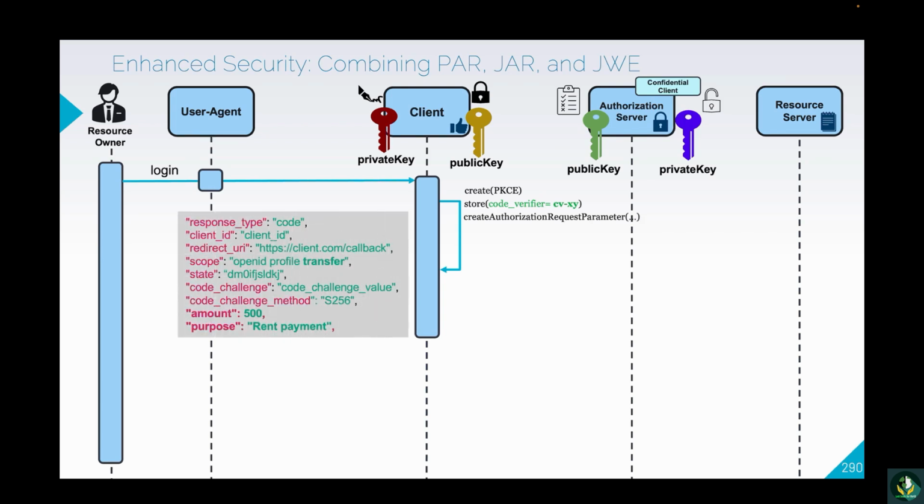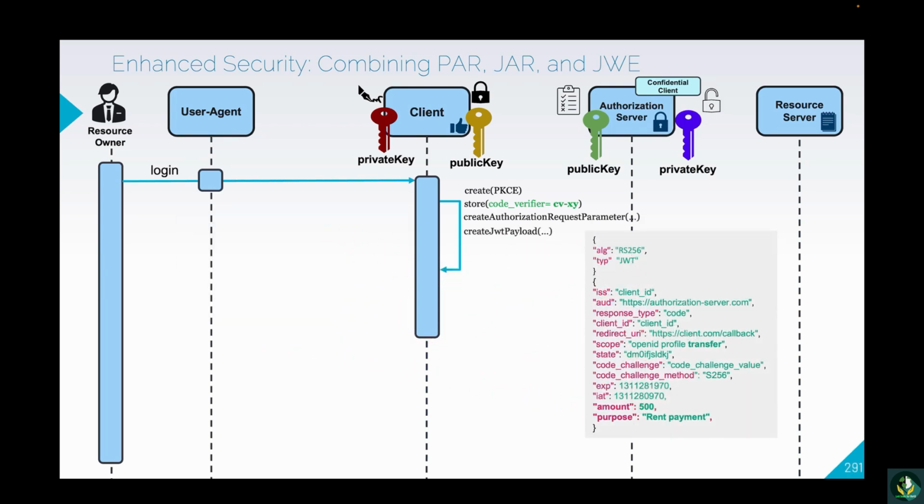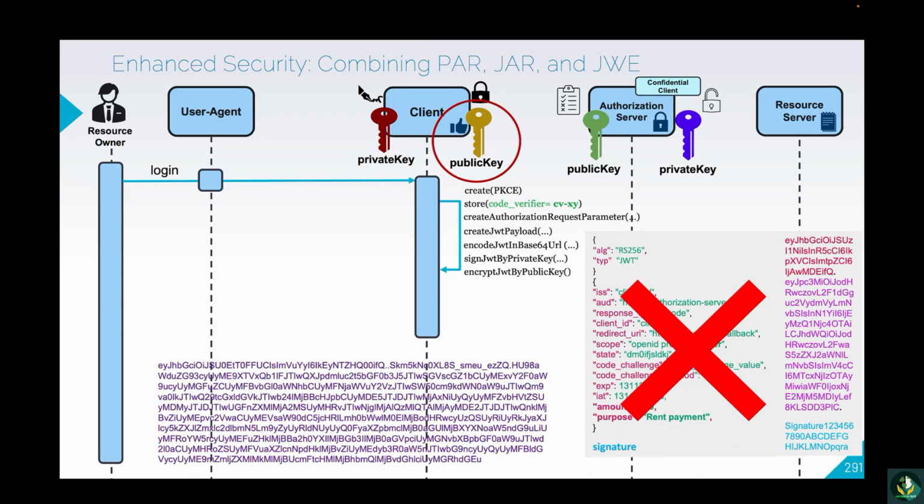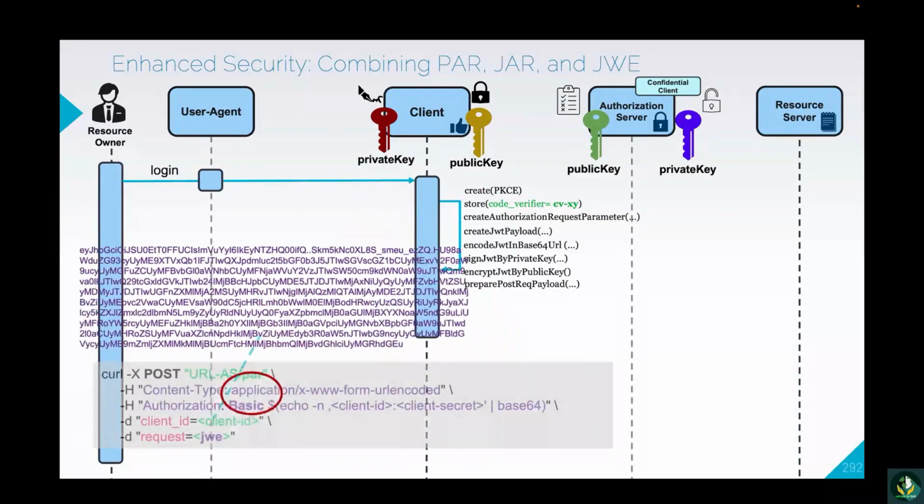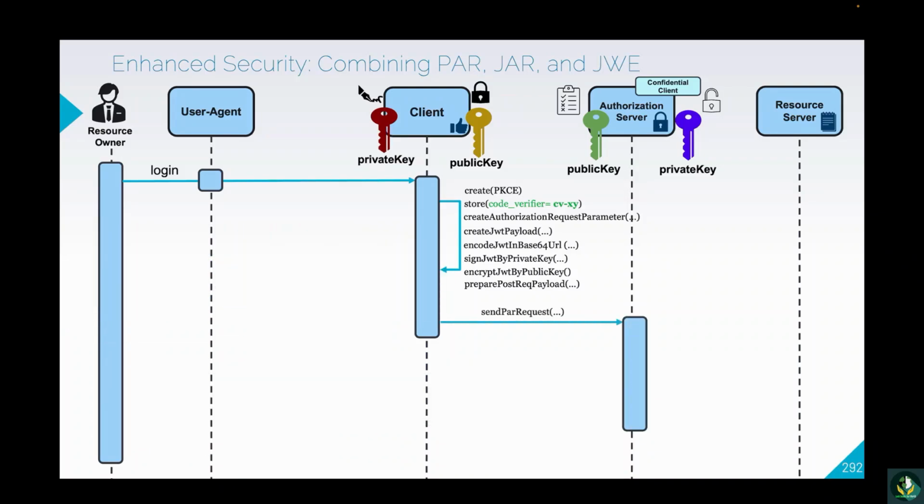The client creates the authorization request parameters, then packages these parameters into a JWT payload, encodes and signs the token using its private key, ensuring integrity, authenticity, and non-repudiation. Next, the client encrypts the token using the authorization server's public key to ensure confidentiality. Finally, the client places the resulting JWT in the body of a POST request and sends it to the authorization server. The authorization server authenticates the client if confidential.